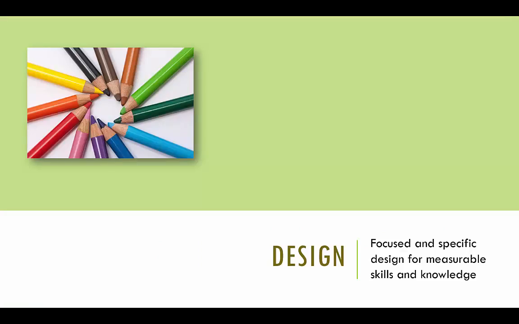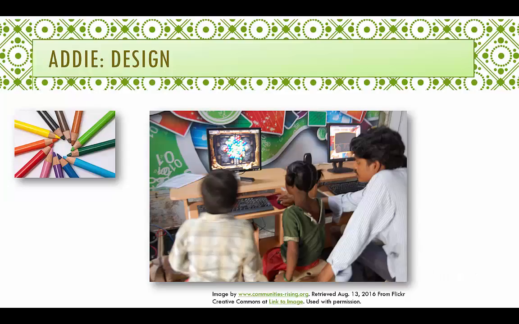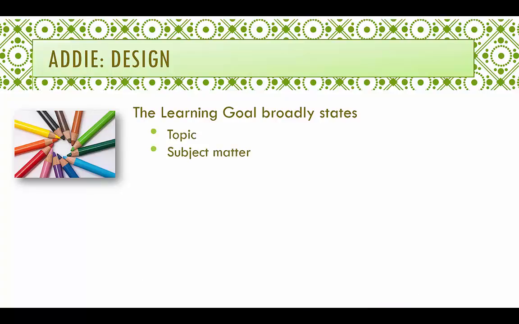Once you've identified the learner and the learning need, you're ready to begin phase 2 of the ADDIE process, designing of the instruction. Now it's time to visualize the learning solution. The design process begins with defining the precise skills and behaviors you want your learners to be able to accomplish. Start with a learning goal, which broadly states the topic, subject matter, and general skills to be taught.